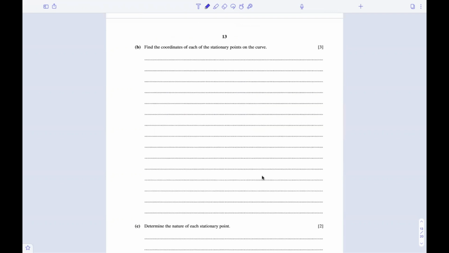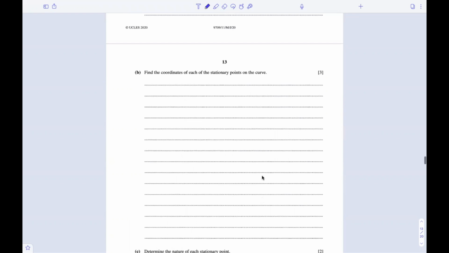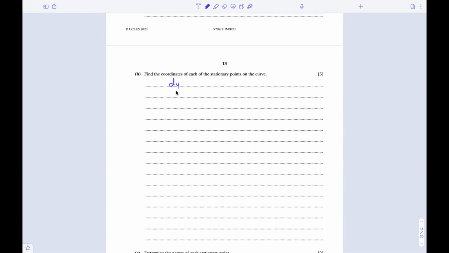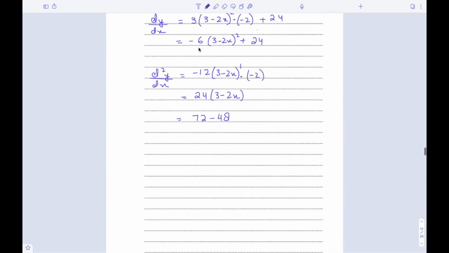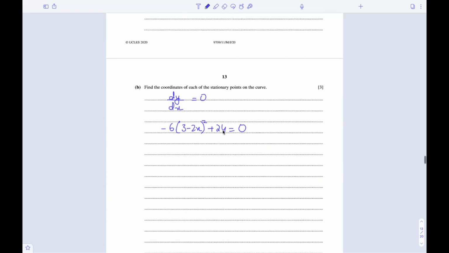In part B, we have to find the coordinates of each of the stationary points on the curve. For a stationary point, we know that dy/dx is equal to 0. And we know that dy/dx is minus 6 into (3 minus 2x) whole squared plus 24. So minus 6 into (3 minus 2x) whole squared plus 24 is equal to 0. Taking 24 to the other side, we get minus 6 into (3 minus 2x) whole squared is equal to minus 24. Taking minus 6 to the other side, we will have (3 minus 2x) whole squared is equal to positive 4.